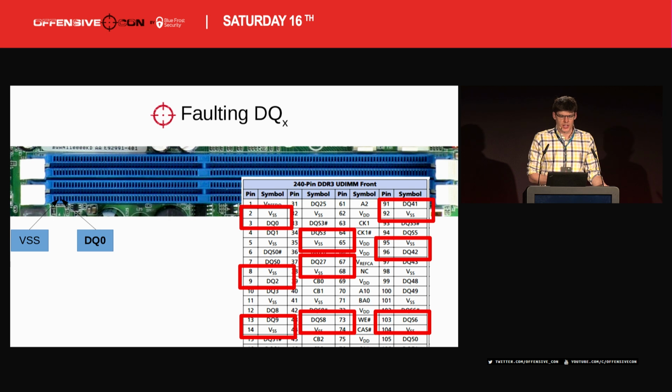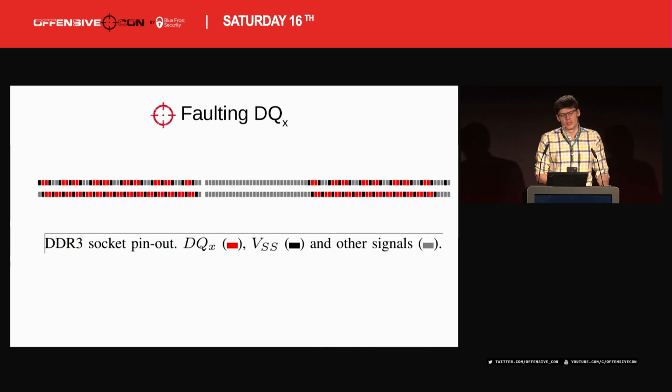This was great, and actually if you look at the footprint of a DIMM socket, you could see that next to any data signal, you would find a VSS signal. So the idea is that we have this mechanical constant probe that we can just move around and short the VSS with the data signal. Yeah, so pretty good.